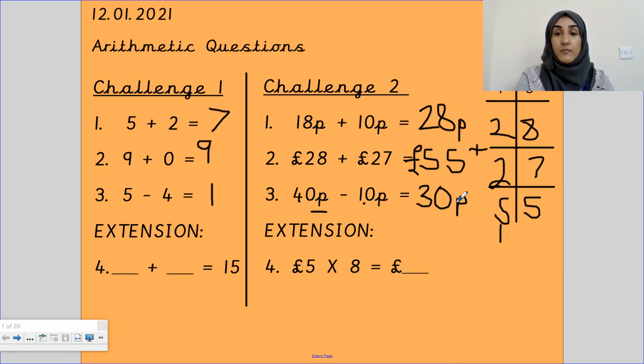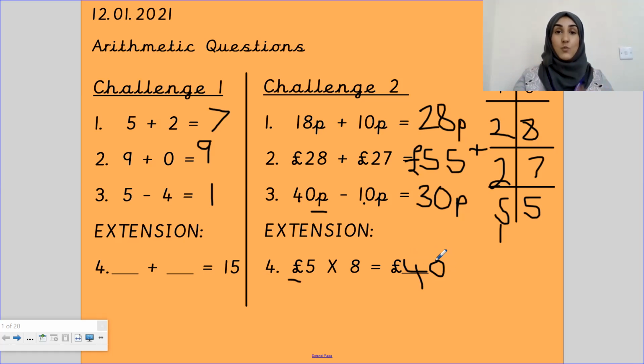Okay? Now, for the extension, we have 5 pounds, because this is the pound sign, okay? 5 pounds times 8. So 5 is a number that we are counting in. We are counting in our 5s. Now hold up 8 fingers and now let's count in our 5s. So we've got 5, 10, 15, 20, 25, 30, 35, 40. Well done. 40 pounds. And our pound sign is already there, so we don't need to write our pound sign.